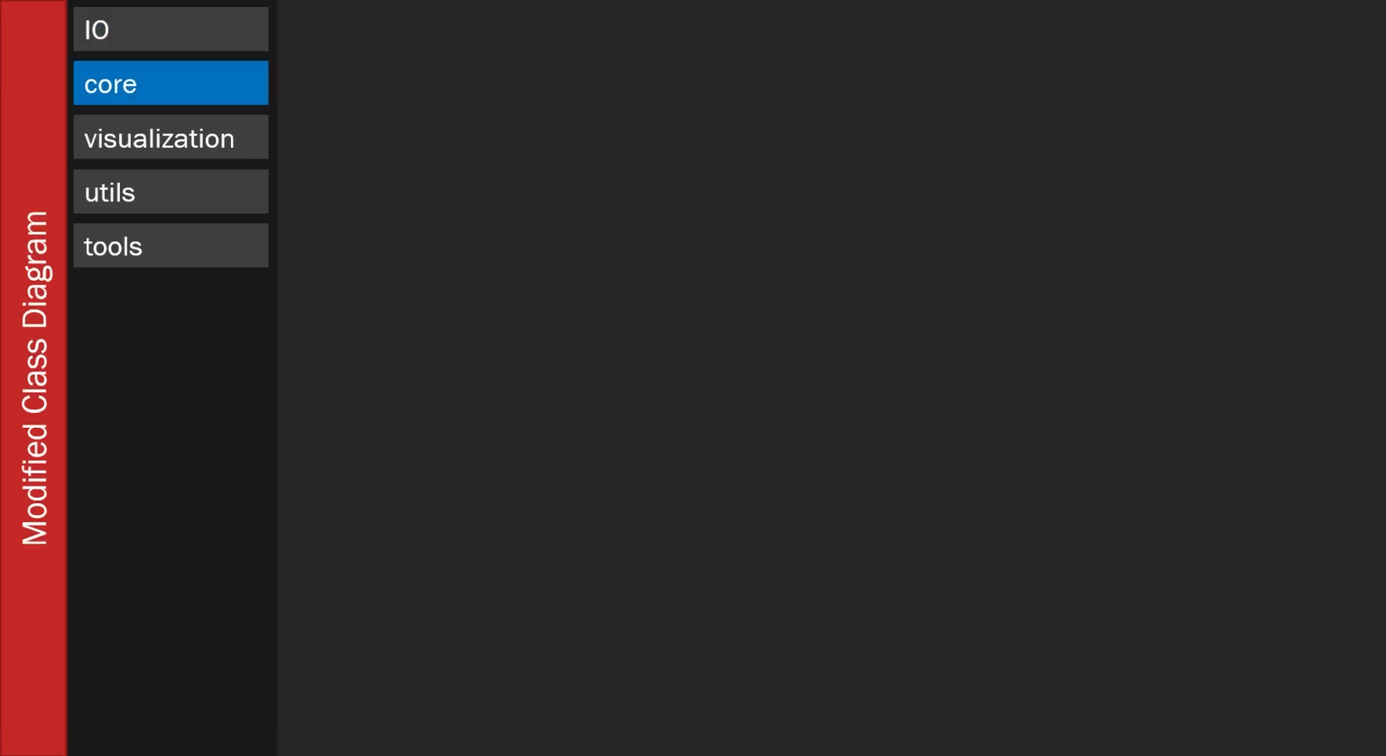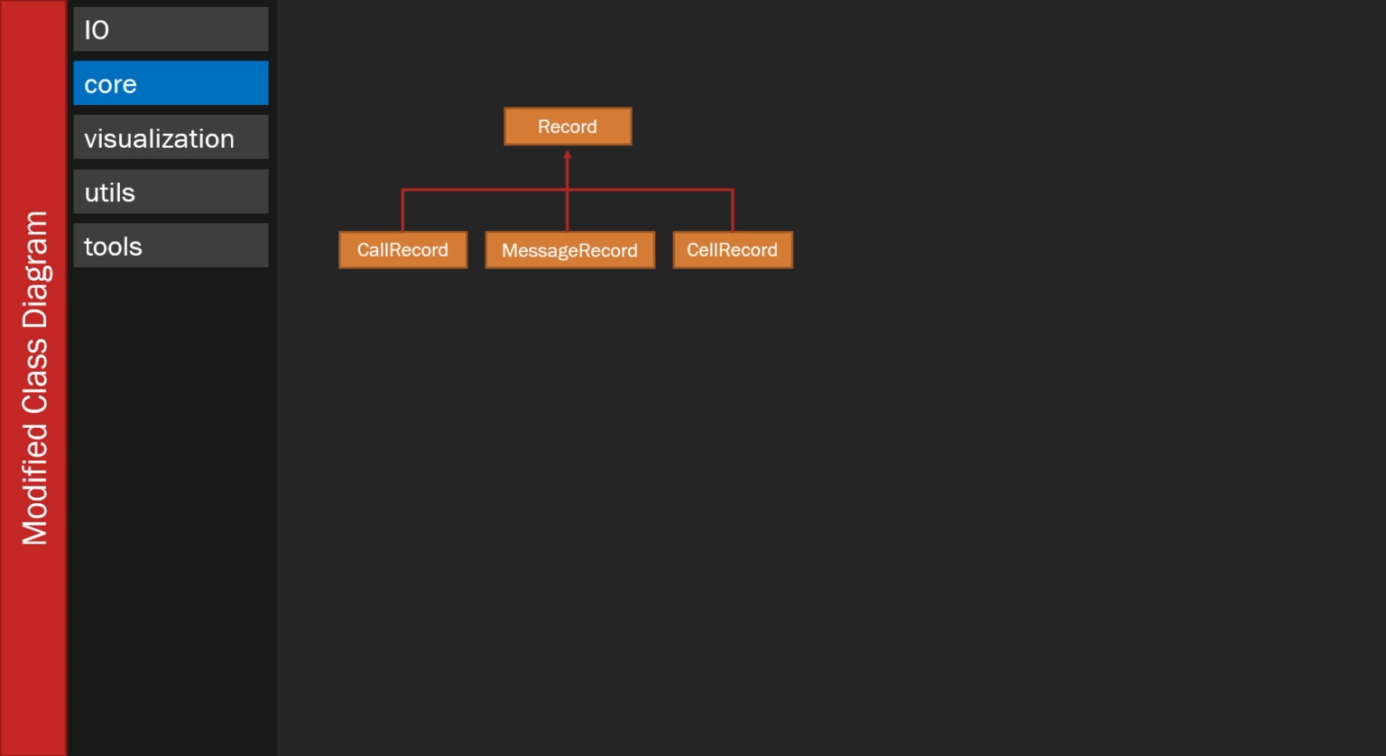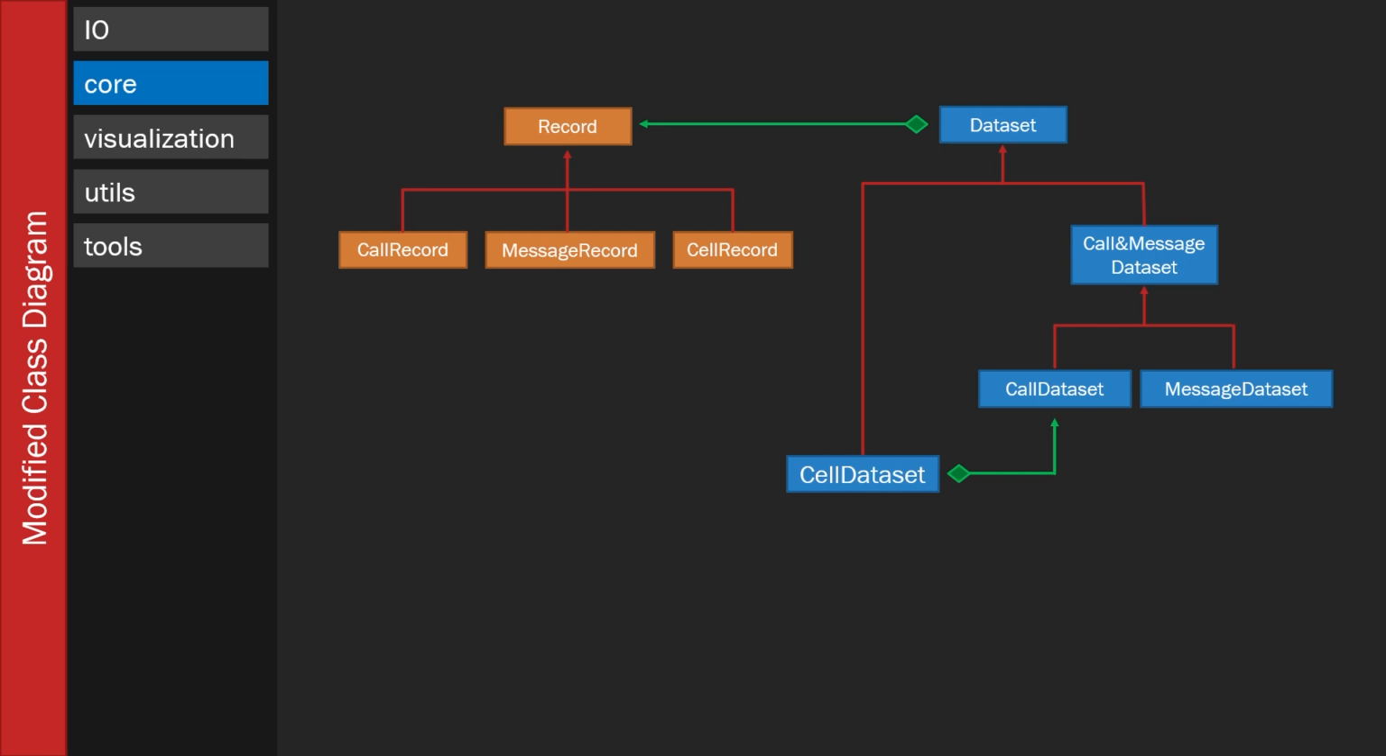In the core file, there are a few main classes. Record classes are used to save a row in the dataset. The attributes are field names of the dataset. The dataset class has child classes: cell, call, and message dataset classes. Cell dataset has a call dataset as an attribute. And dataset objects have record objects as attributes. And there is a user class which uses the cell dataset and call dataset.